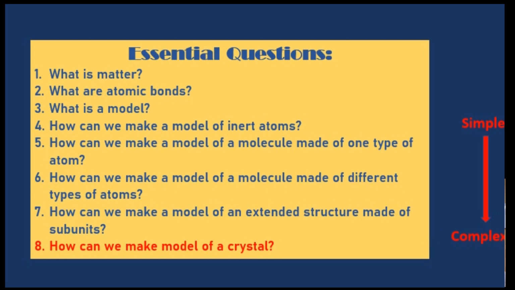And so we'll get to question number 8. Question 8 is, how can we make a model of a crystal? Now, a crystal is not what you might be thinking. When we say crystal in real life, we're talking usually about shiny jewelry or a priceless chandelier or something like that. But that's not really the case in science. In fact, most solids are crystals. Wood is even a crystal. So we need to ask, what is a crystal?